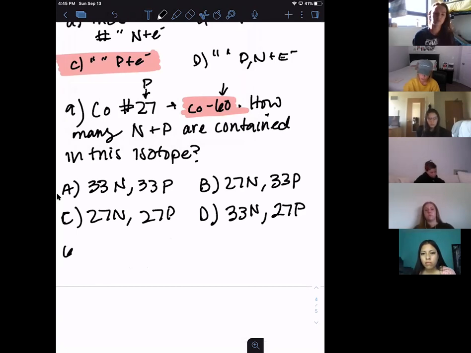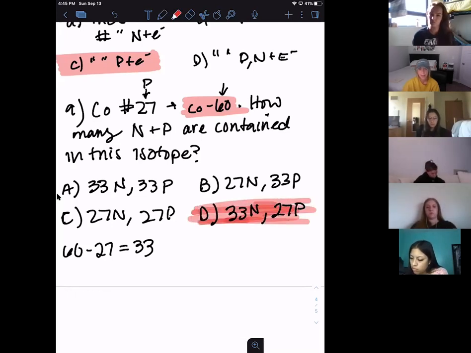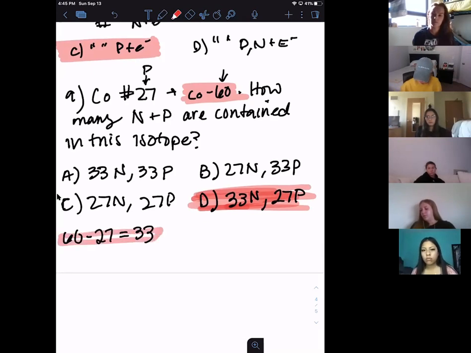So all you do is subtract them, okay? So therefore, I should have 33 neutrons and 27 protons. Okay? Any questions on that one? Know how to do it. Okay, it's literally just simple math here. Cool.